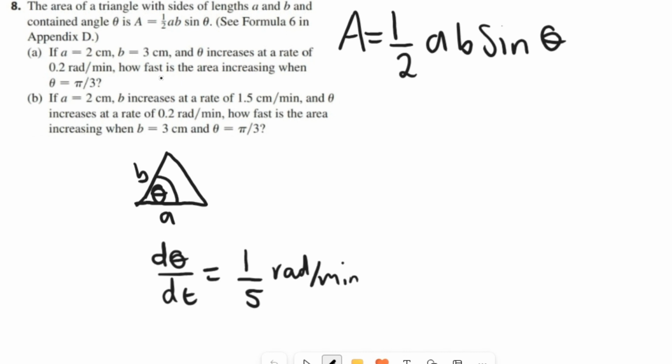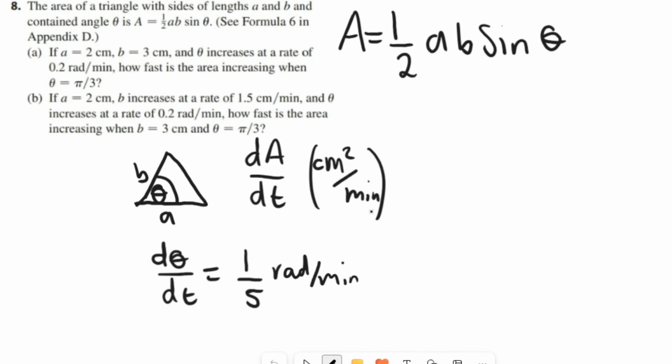How fast is the area increasing when theta is pi over 3? We are looking for dA/dt. What are you expecting the units to be? I'm going to write them here in brackets. Area is in meters squared, but the units given for A and B are centimeters, so we are looking for centimeters squared per minute. We are looking for these units in the final answer.